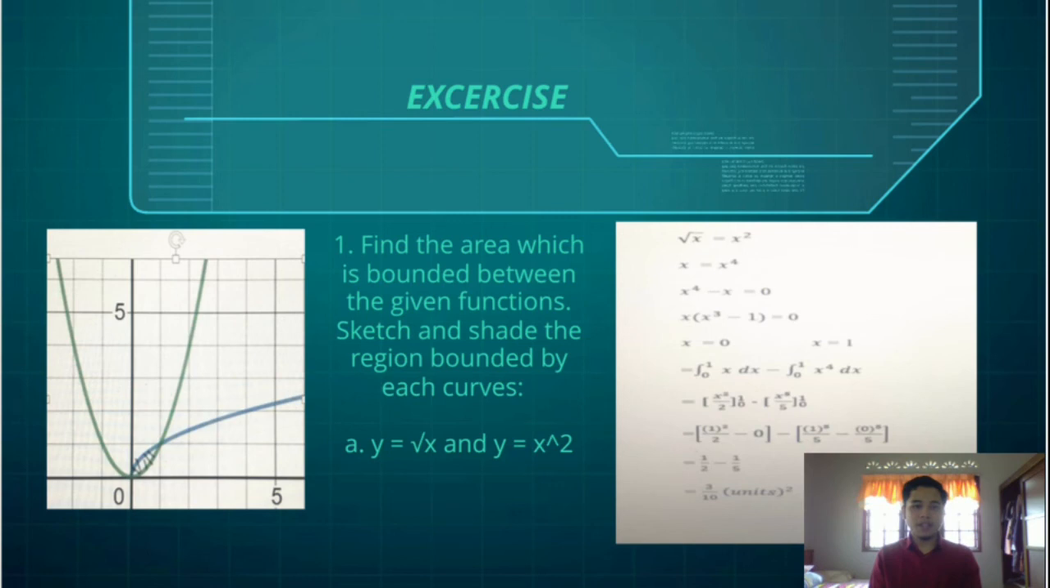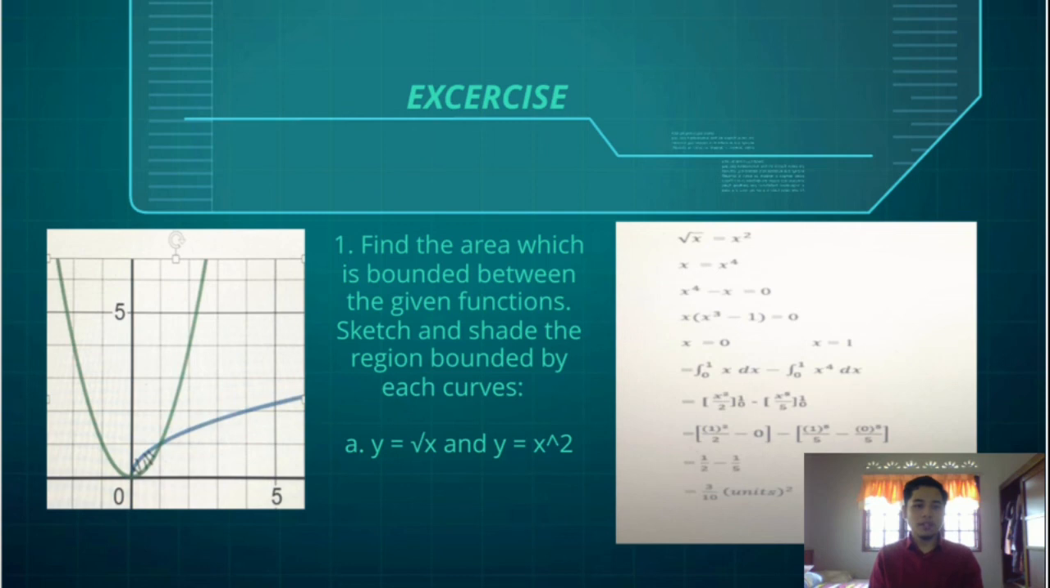So you must sketch the graph first. For the second step, you must sketch the graph. Then you will shade the area that we must calculate. So we look at the graph and we can see that the function y equals x is the upper and y equals x to the power of 2 is the lower.